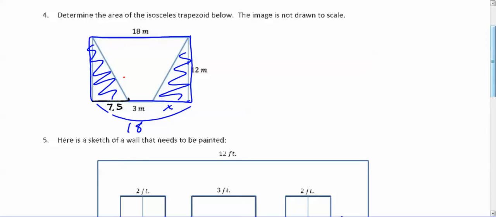That's going to be a little bit more work, in my opinion, to find the area of that triangle, this triangle, and then subtract it from the rectangle. Honestly, I think your best bet is to do those two triangles on the inside.